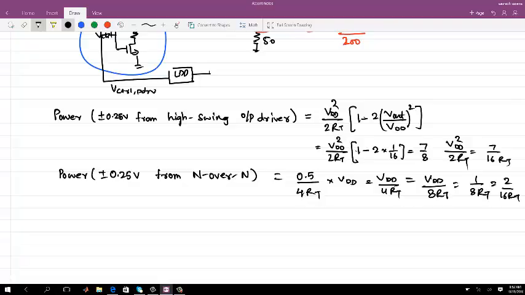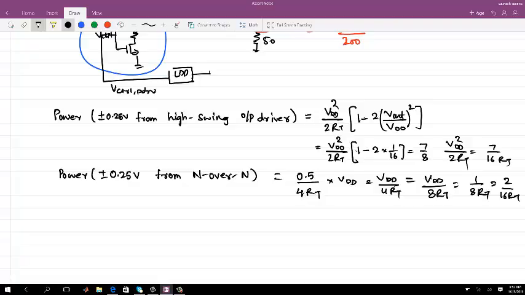The thing is, both these output drivers have a range to work with. Normally with an N over N output driver you may go at max 0.5, and 0.5 is also on the higher side. For a P over N you are at like 0.7, 0.6. This is all on a 1 volt supply. So these two output drivers are used for high swing and low swing depending on the application.